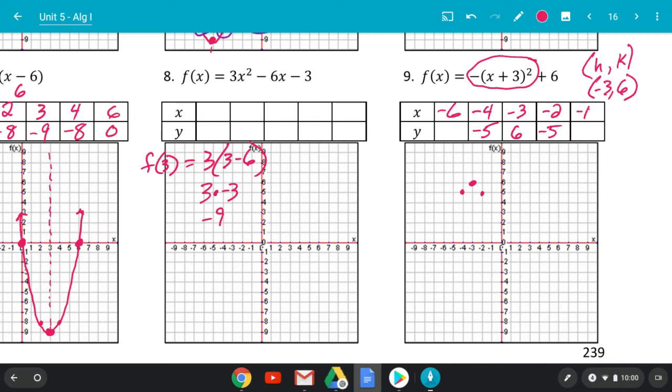So I do have to plug in a number here. -6 or -1 doesn't matter. I'll choose -1. So I'm going to find f of -1. That is -1 plus 3 squared plus 6. Well, -1 plus 3 is 2. 2 squared is 4 plus 6, so 4 plus 6 is 10. So this will be 2, and then this one will be 2. So -1, 2, and -5, 2. Finished my parabola, and that's beautiful.